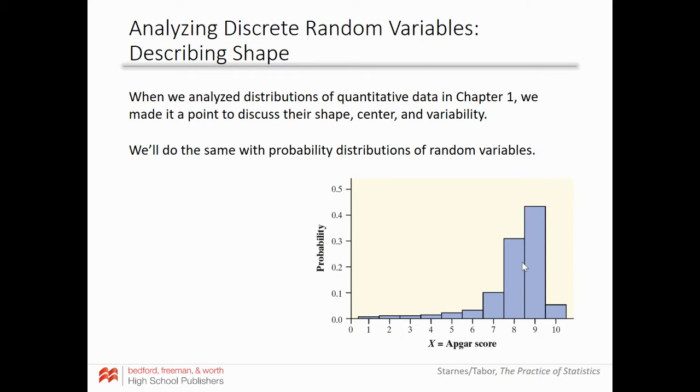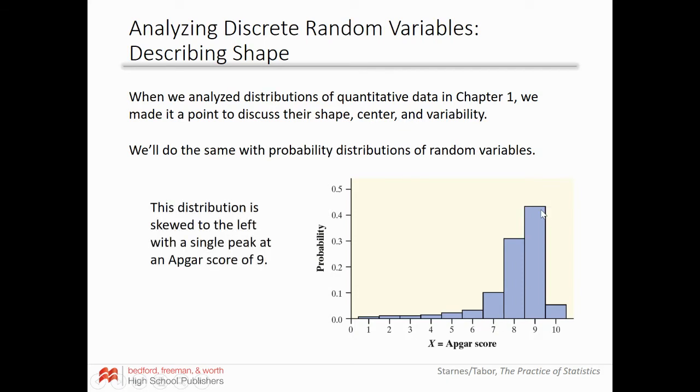So you have a histogram with the probabilities on the y-axis and the APGAR score on the x-axis. Each one is a possible outcome: 1, 2, 3, 4, 5, 6, 7, 8, 9, 10. So the distribution is skewed left, right? Very few data points here and a big chunk to the right. It's always skewed in the direction of the tail. So skewed left with a single peak at an APGAR score of 9.